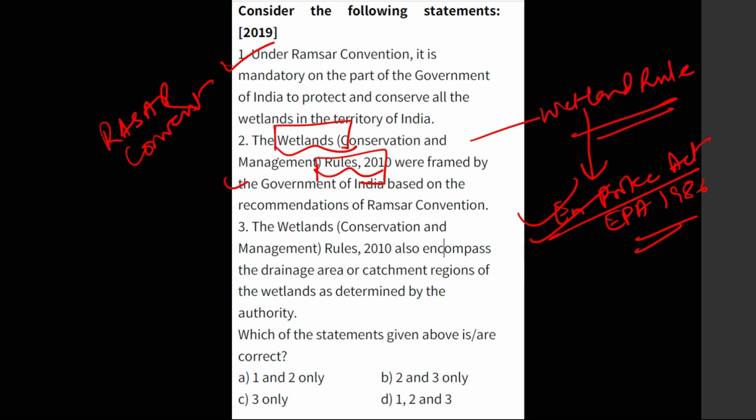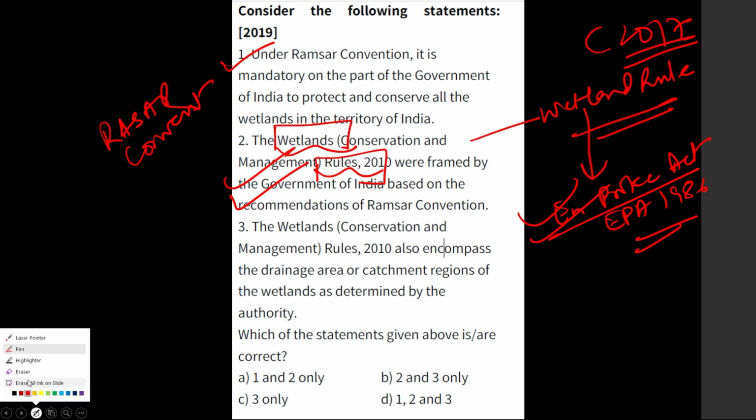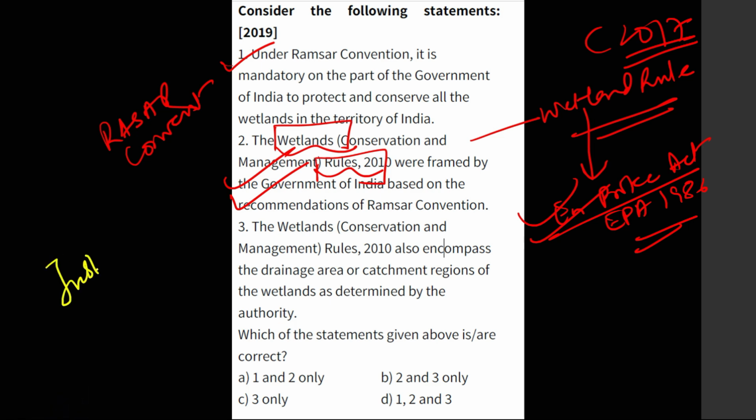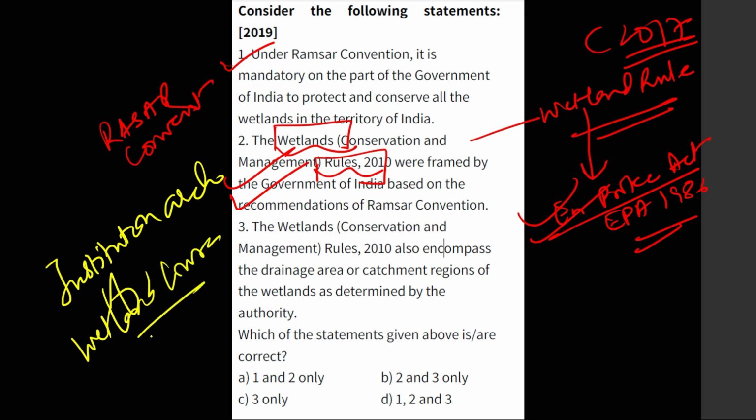Then you should prepare the Wetland Conservation and Management Rules 2017. Very, very important. Recent are these 2017 rules, under which the National Wetland Committee and State Wetland Authority have been created. So you should prepare the overall institutional architecture of wetland conservation in India, which has been created under the wetland rules of 2017. Very, very important for the prelims examination in future.